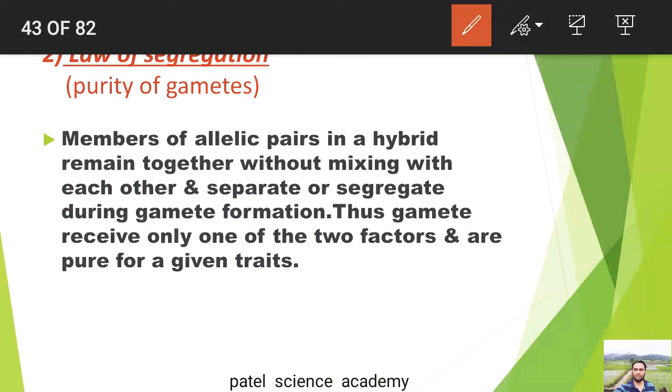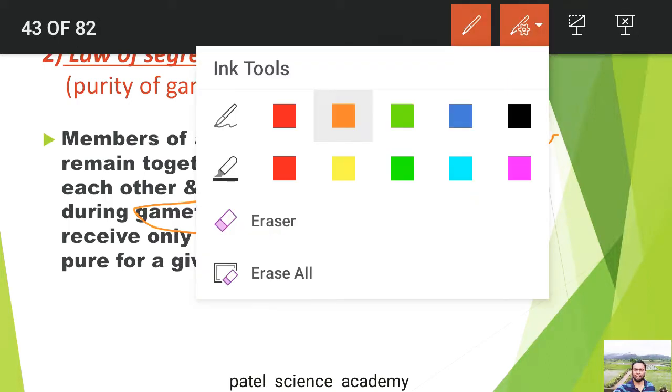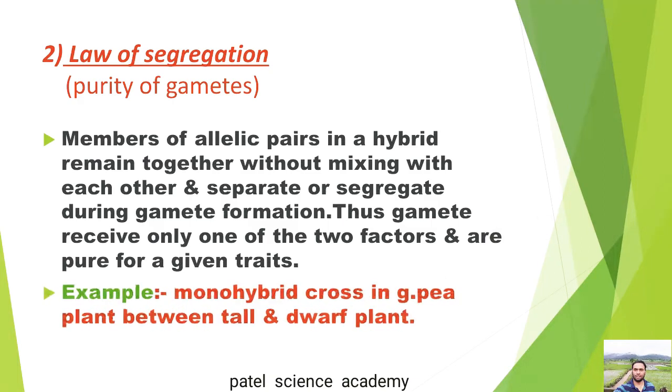So it indicates the members of the allelic pair. I hope you are understanding that the members of an allelic pair in a hybrid remain together, but they do not mix with each other. And what happens? They separate or segregate during gamete formation. So in the hybrid, the members of the allelic pair remain together without mixing, and when they go for gamete formation, they separate. That's why each gamete receives only one of the two factors, and they are pure for that given trait. So dear students, I hope you have understood the statement, and now we'll see the examples.